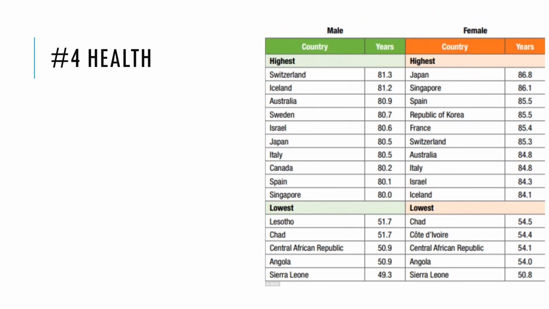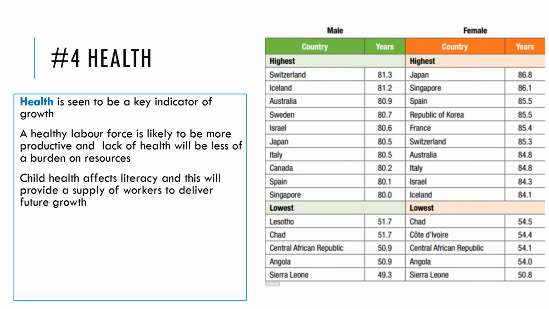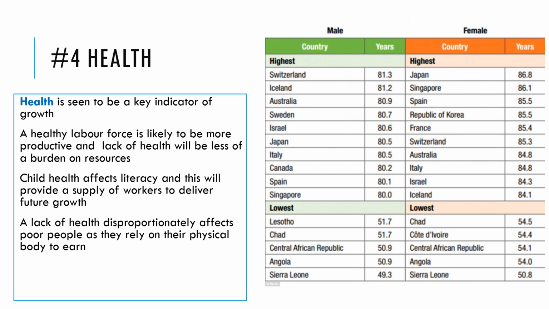The fourth measure that businesses might consider is the health of the country. A healthy labour force is likely to be more productive, with fewer days off work and fewer health-related issues for the workforce. Again, child health will affect the literacy rates, and that will in turn affect the supply and the quality of workers to deliver future growth. Poor health disproportionately affects poor people, as normally they rely more on their physical attributes to earn money, which is particularly true of people in less developed countries.